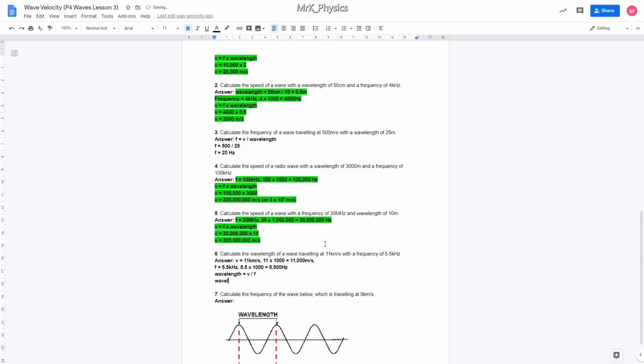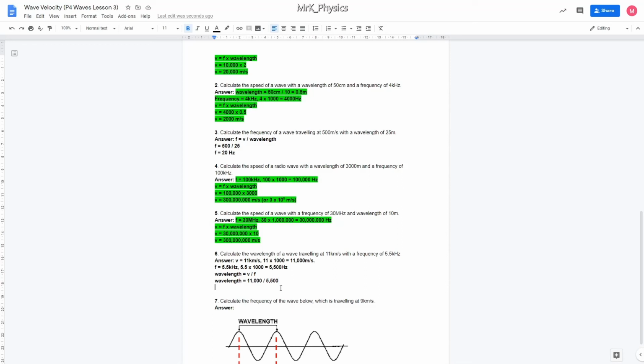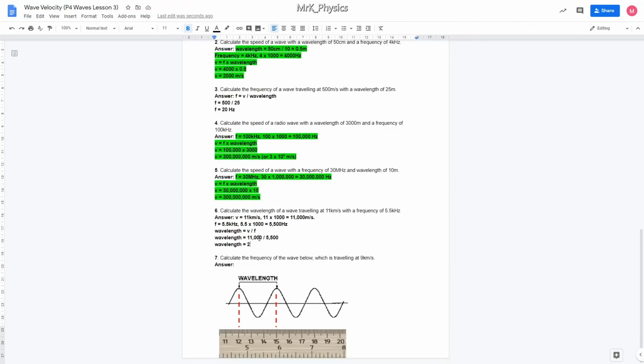In other words, if we now substitute our numbers in, then we get V, which is 11,000, divided by the frequency, which is 5,500, and we bring up the trusty calculator. So 11,000 divided by 5,500 gives us an answer of exactly 2, meaning our wavelength is equal to 2. Think about that here with the units. Wavelength in meters, so it's going to be 2 meters with that in our standard units.